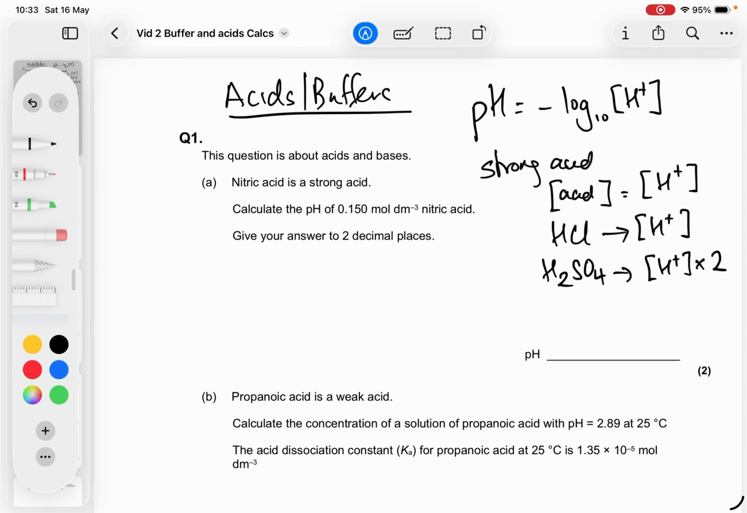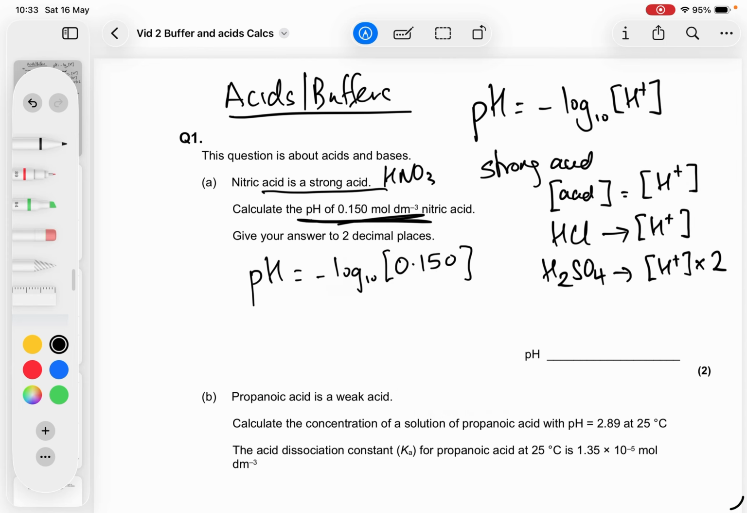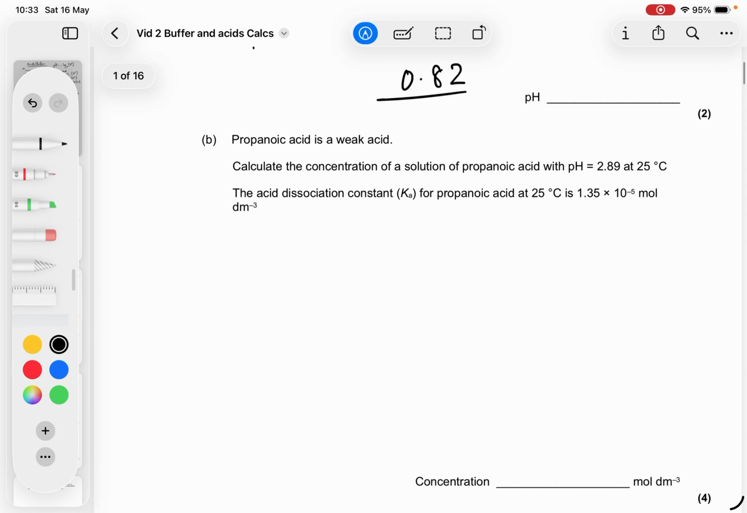The question in front of us says nitric acid is a strong acid. We should know nitric acid is monoprotic. So the pH equals minus log 0.150, because that is the concentration of nitric acid, and that gives you an answer of 0.82, and note 2 decimal places. So that one, strong acid, is done. Now let's look at a weak acid.